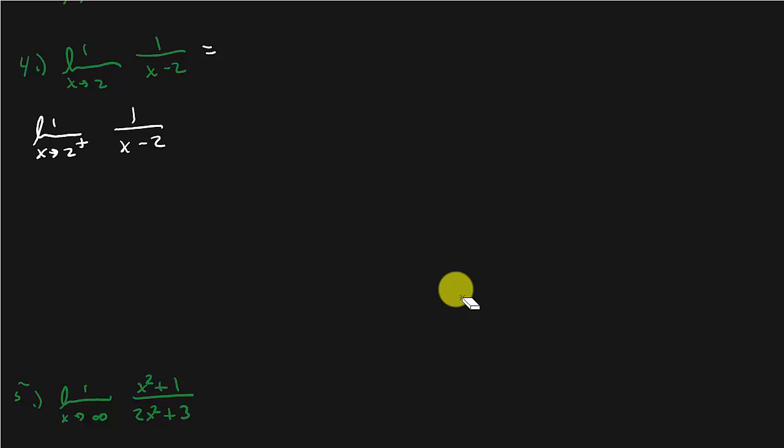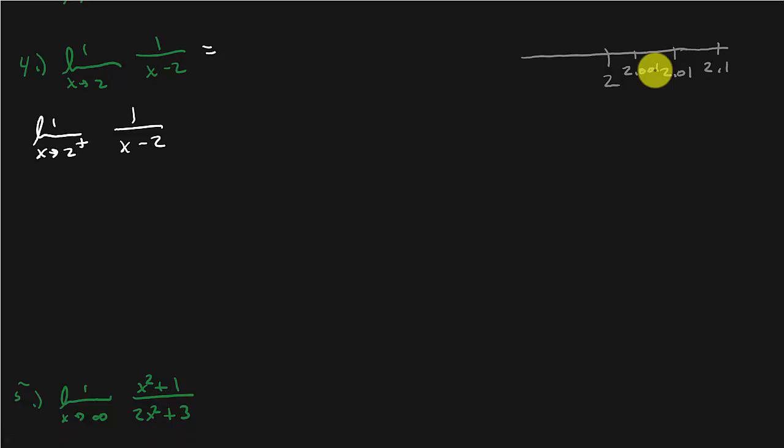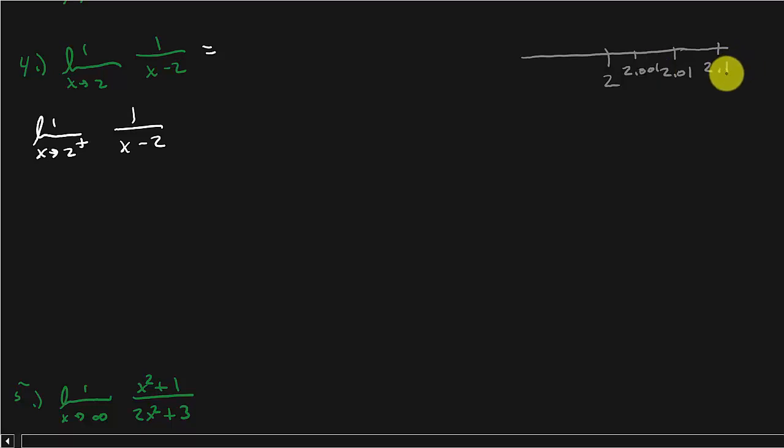So if we take 2, we're approaching 2. I'm going to plug in numbers like 2.1, 2.01, 2.001, and so on. I'm getting closer and closer to 2 from the right-hand side. So what happens if I plug in 2.1? I get 1 over 2.1 minus 2, so that's 1 over 0.1.